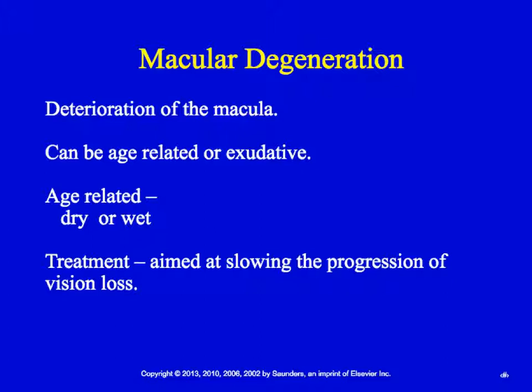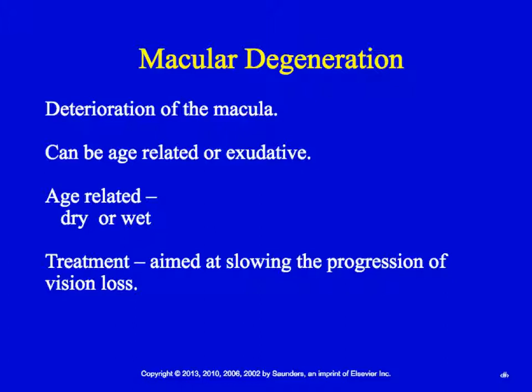Okay, moving on to macular degeneration. It is exactly what it says it is. It's a deterioration of the macula of the eye. If you review your anatomy and physiology, the macula of the eye is the area of central vision, central being the key word there. Couple different reasons, couple different types of macular degeneration. Age-related is the most common type. Exudative is the other.